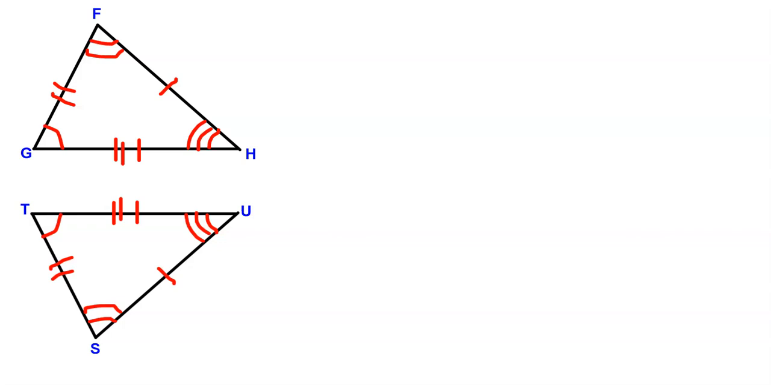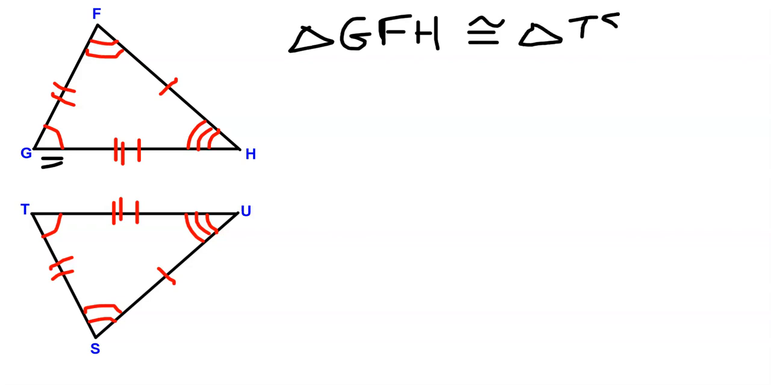So there are lots of correct ways to name these figures. In the one at the top, I'm going to start with G, because it has a single arc. You can start wherever you want, and say GFH: 1 arc, 2 arcs, 3 arcs. That means we do the same thing in the triangle at the bottom, which is triangle TSU.